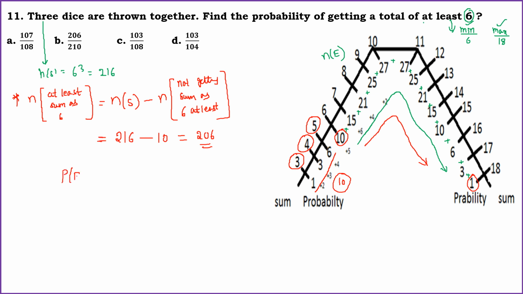So the probability of an event occurring is n of E by n of S. 206 by 216, which is 103 by 108. Answer is 103 by 108. I hope it is clear.